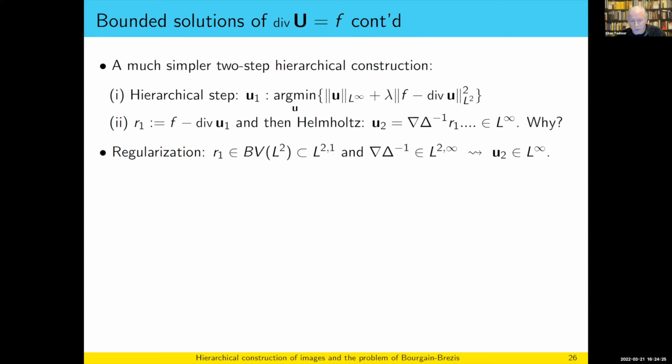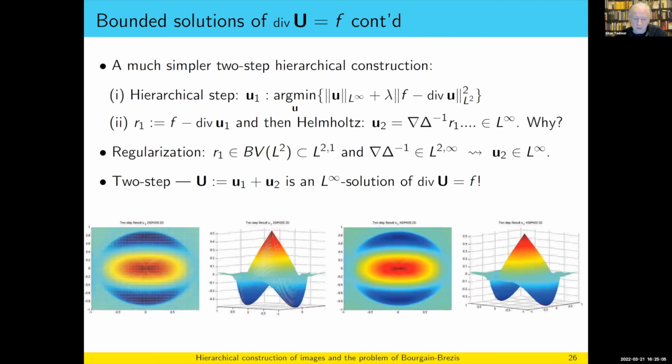And the reason is the following: when we find the minimizer after one step, the residual is in BV. A function in BV is not just in L2. In fact, it is in a slightly smaller space than L2, called the Lorentz space L21. And believe it or not, in the space L21, the Helmholtz solution is in L infinity, because the gradient of the inverse Laplacian, this kernel, belongs to weak L2, and weak L2 pairs well with L21, and therefore we get a solution in L infinity, and therefore we need only 2 steps to do the hierarchical decomposition, which is exactly what we did, and therefore we got a much better representation of the solution, which you can see here.